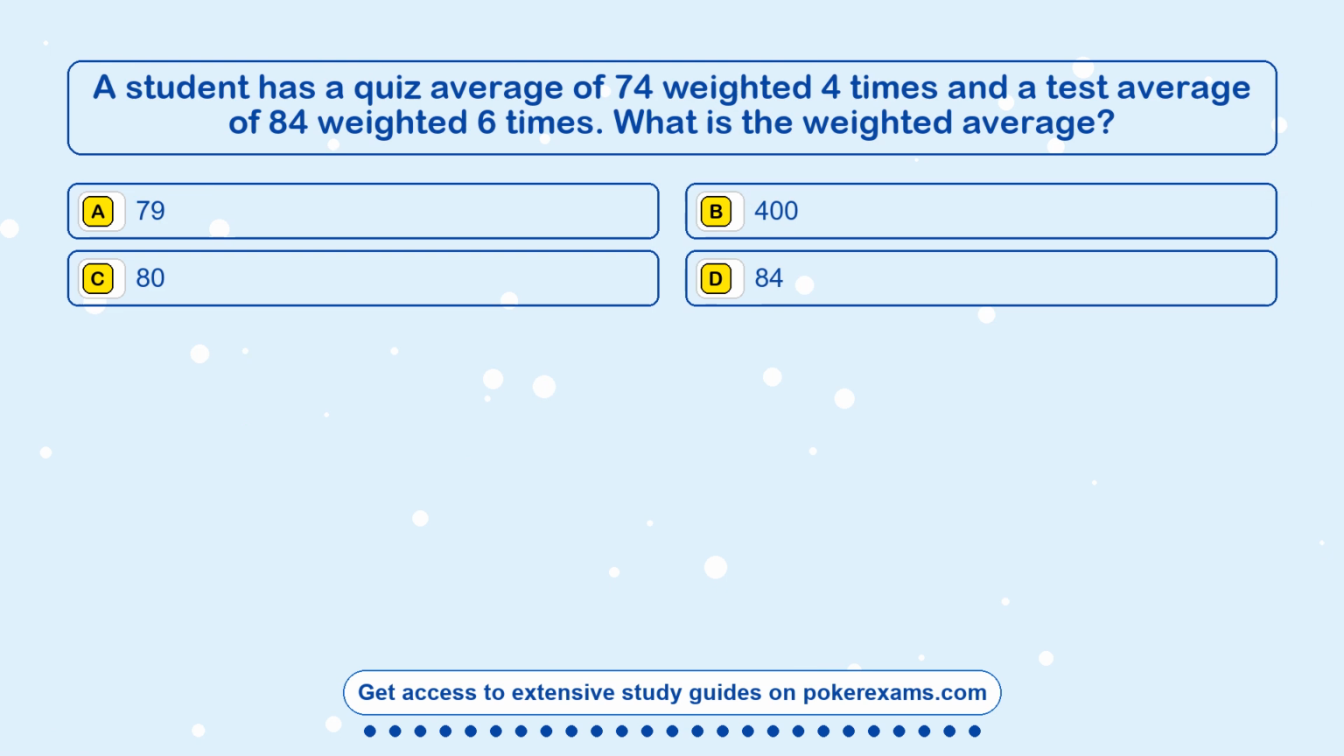Question 20. A student has a quiz average of 74 weighted 4 times and a test average of 84 weighted 6 times. What is the weighted average? Option A 79. Option B 400. Option C 80. Option D 84.